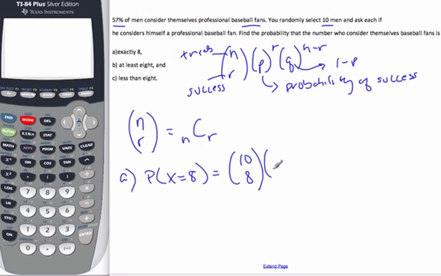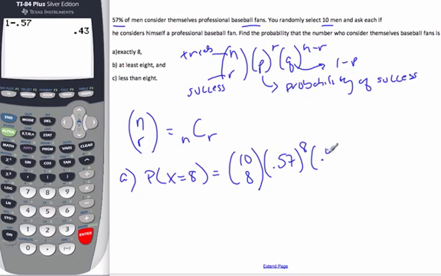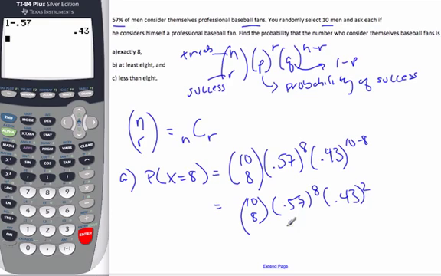The probability of success is 57%, and I want this to the power of 8. Q is 1 minus 0.57, which is 0.43, and that's going to be to the power of 10 minus 8, so to the power of 2. So it's 10 choose 8, times 0.57 to the power of 8, times 0.43 squared. I plug this into my calculator, and I get my answer.